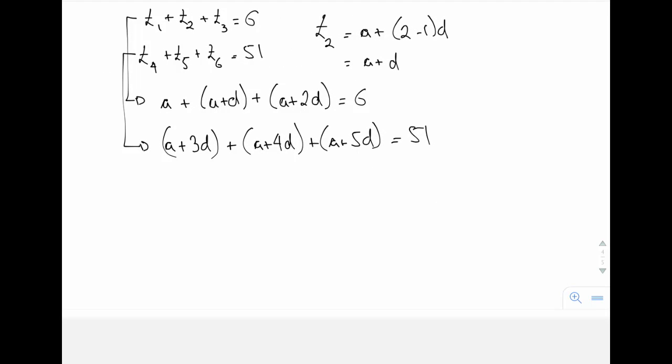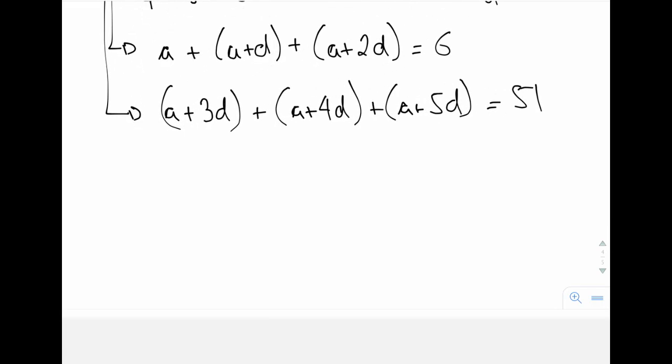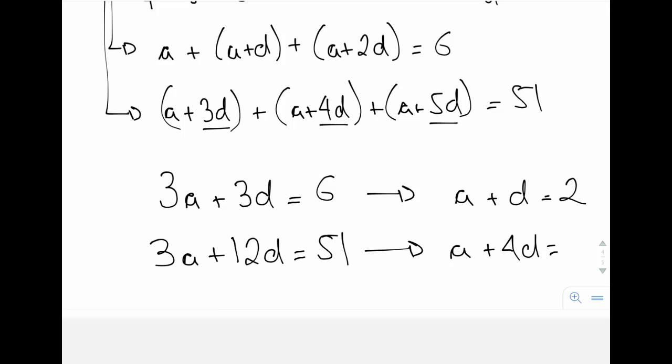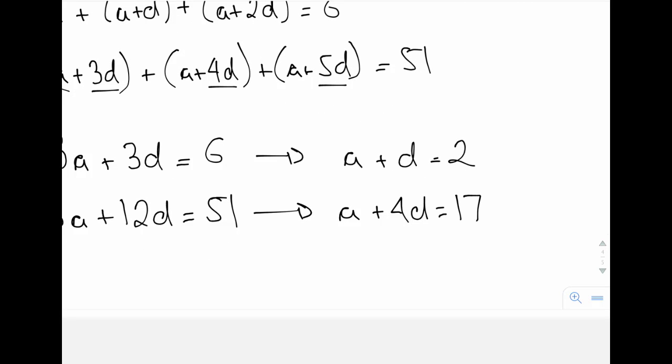So it's not much of a stretch to see that at this point we collect like terms and bring them together, and we'll end up with two equations. So let's see what happens. For my first equation, 3a plus 3d is equal to 6. And the second equation is 3a plus 3 plus 4 plus 5, which will give me 12d, is equal to 51. Both of these equations can be simplified. If I divide each of them by 3, I get a plus d is equal to 2. Then I get a plus 4d is equal to 17.